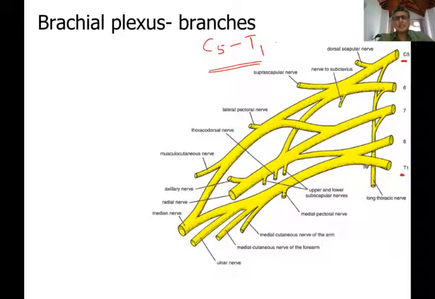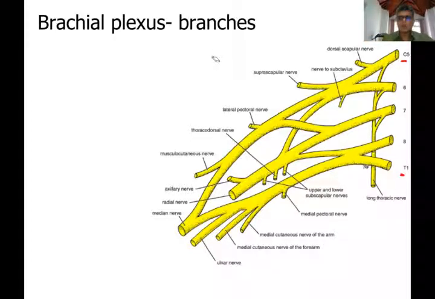Then the second point is that all these segments C5 to T1 are totally taken into the upper limb. Therefore, you don't find these segments outside, in the trunk and the neck. If you look at the dermatomal map, you know what dermatomal maps are. There's a dermatomal map for the upper limb and lower limb, though there are variations between books. If you look at it, you will see this fact: from C5 to T1, spinal segments are not found elsewhere in the body. They are all in the upper limb because they were taken into the upper limb through the brachial plexus. That is one point that you cannot forget. Remember this point forever, until you die.